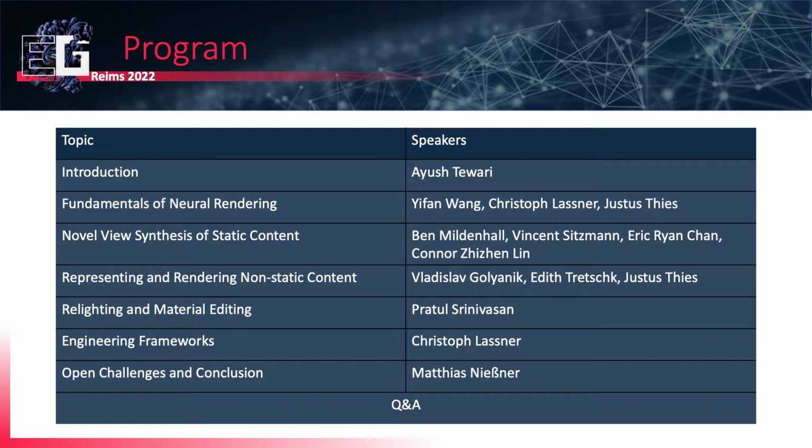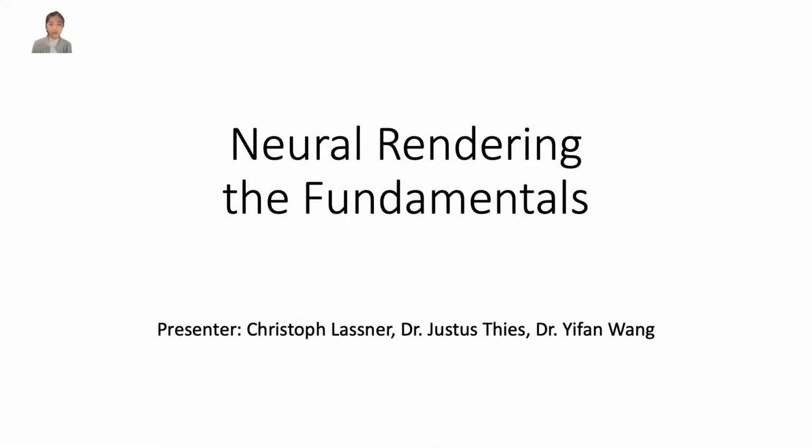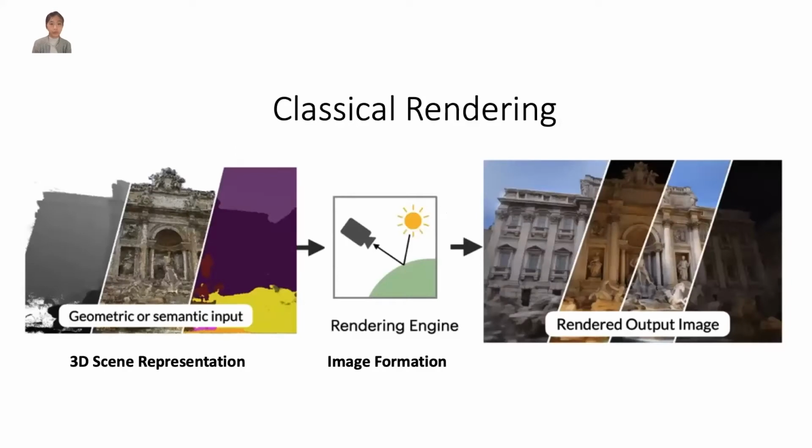Hope you have fun. Hi, my name is Yifan. Now I'm going to walk you through the fundamentals of neural rendering. But first, I think it's important to go back to the root and review the classical rendering from a vantage point. In classic rendering, we basically have two pillars: a 3D scene representation describing the properties of the scene, and a rendering engine which maps these given properties to the RGB values on an image.